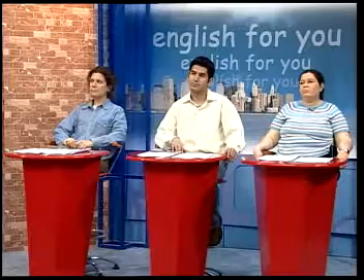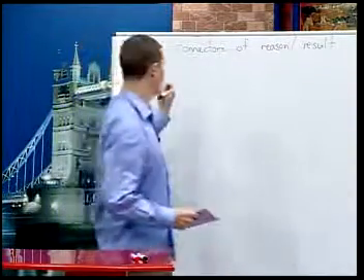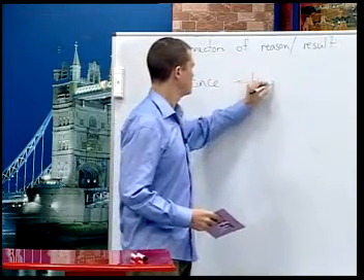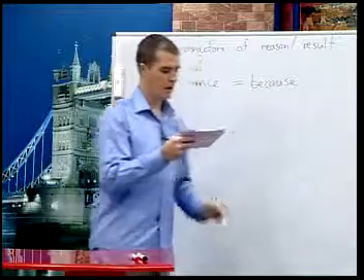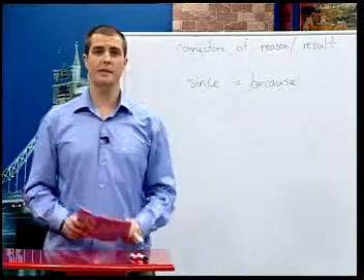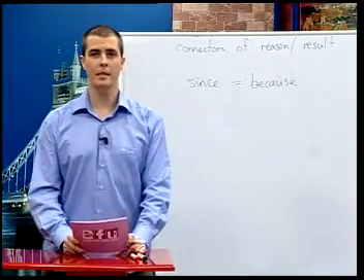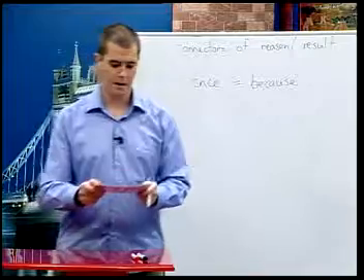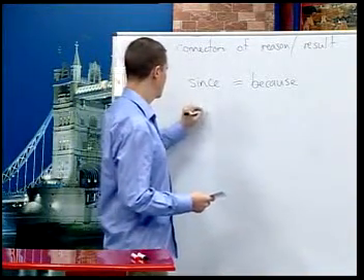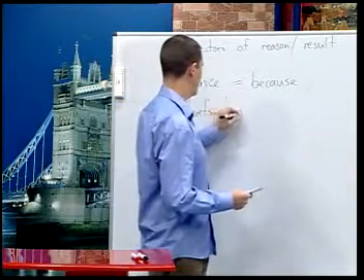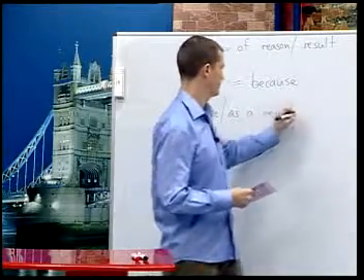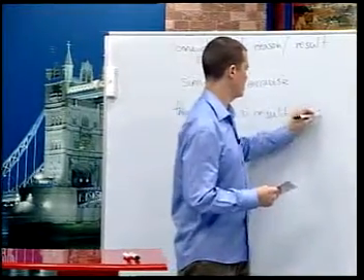Since is a connector of reason, and it has the same meaning as because. It may be placed at the beginning or the end of a sentence, and when it begins a sentence, a comma is usually placed after the first clause. Now, therefore, and as a result are connectors of result.